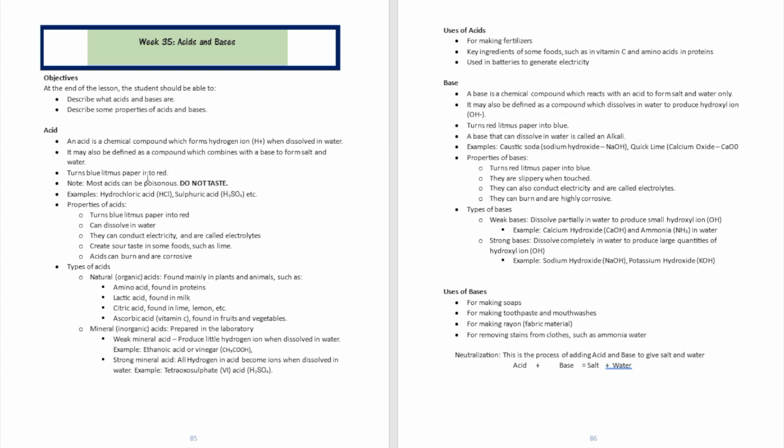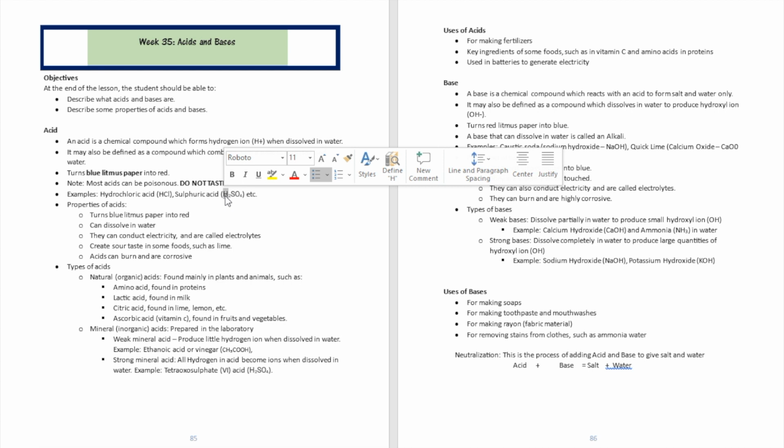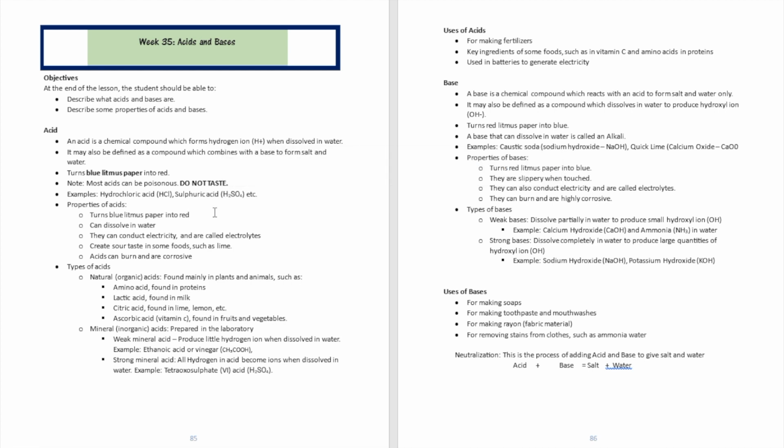An acid is going to turn blue litmus paper into red. There is a piece of paper in chemistry that we use to confirm if something is an acid or not. If it's blue, you dip it inside an acid, it's going to become red. Most acids can be poisonous, so do not taste acids. Examples of acids are hydrochloric acid, which is HCl, sulfuric acid, which is H2SO4, and most acids are going to have the hydrogen components in them. You're going to see that H over there to let you know this is an acid.